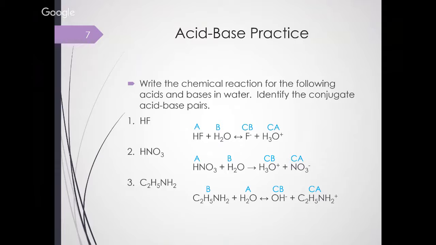So C2H5NH2 is the base, which means it's going to accept a proton from water, resulting in a conjugate base of hydroxide ion, and then the conjugate acid of C2H5NH3+. So once again, the relationship is I lose a proton, then I become the conjugate base on the product side. If I've picked up the proton, I've become the conjugate acid on the other side. So we're just differing by a number of H's and our respective charges.